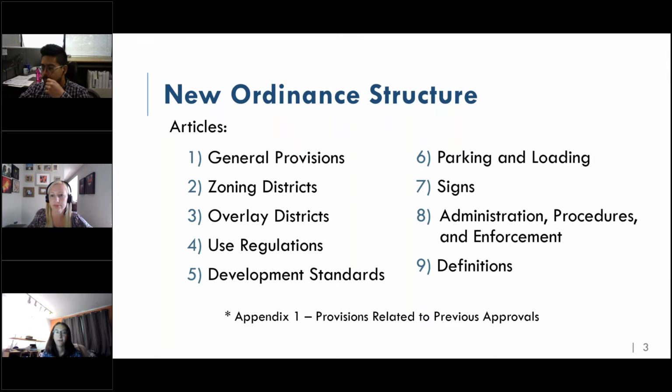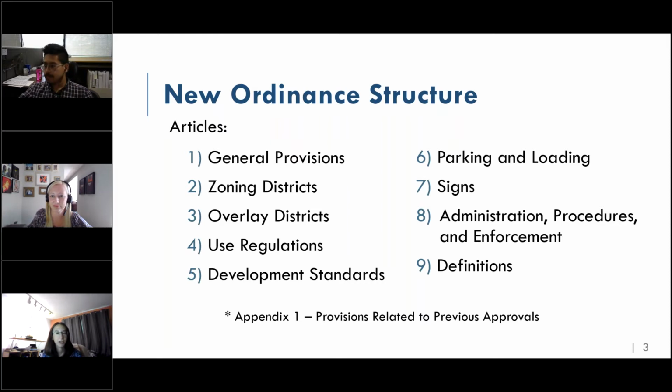And then Article 4, this is really a big one. Article 4 has all of the use regulations. It has a use table for the conventional districts, and then another use table for the planned districts, and we'll be showing you those in a minute. It also has the general and the use specific standards. Now, Article 5, this is our new junk drawer, I'll say. It has a lot of different topics.